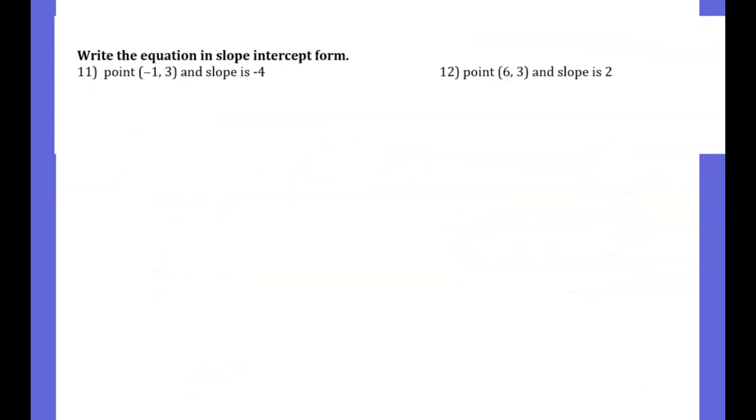Now looking at number 11. Now we're getting a little trickier. We don't have the y-intercept. They're giving us the slope, so that's part of it. So we're good there. We have the slope. And we want to write it in slope-intercept form, y equals mx plus b. So we're going to use point-slope form.